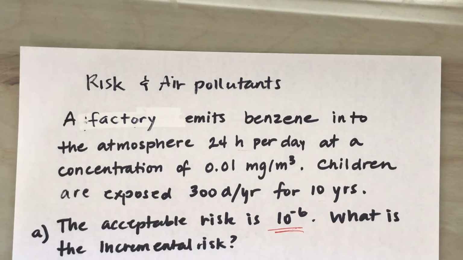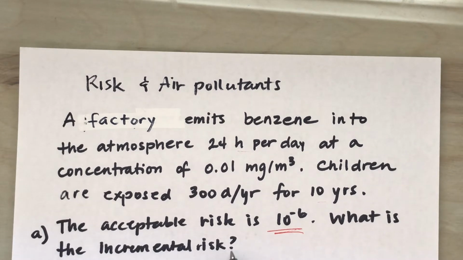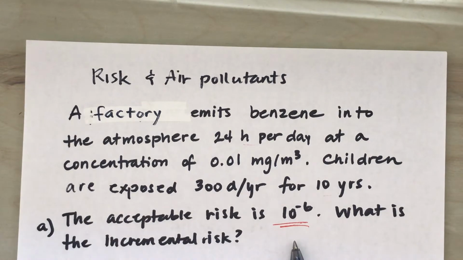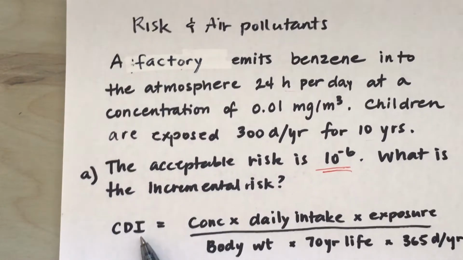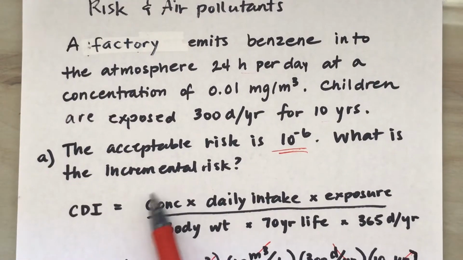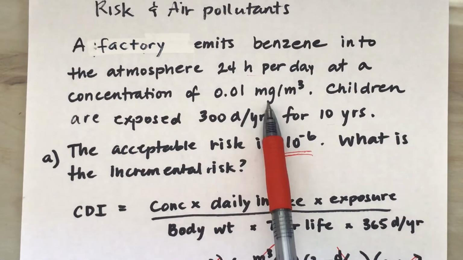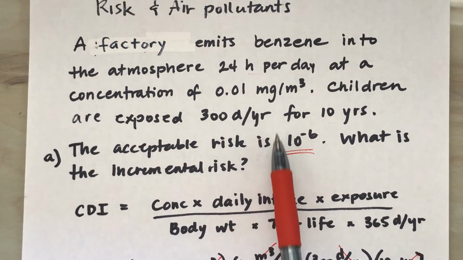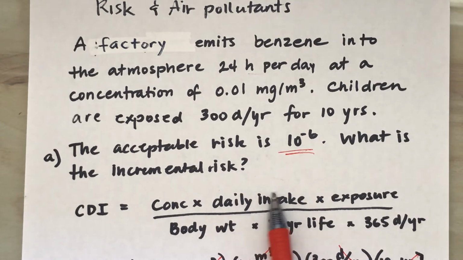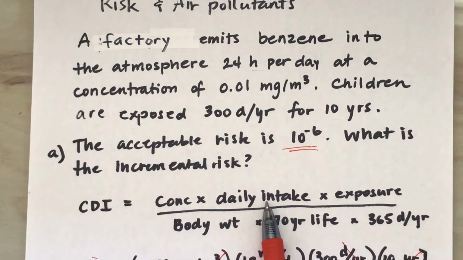Okay, so we know that the risk is the CDI, or the chronic daily intake, times the potency factor. So we need to calculate the CDI. We can get the potency factor for benzene from the table. CDI is something we need to calculate, and that equals the concentration of the pollutant in the air, which we know. Daily intake, we don't know how much air they're breathing every day for children. Okay, so we need to go to table 410 to figure that out.